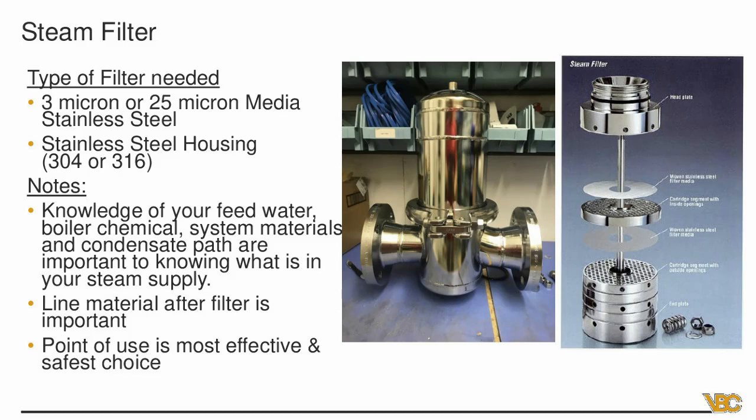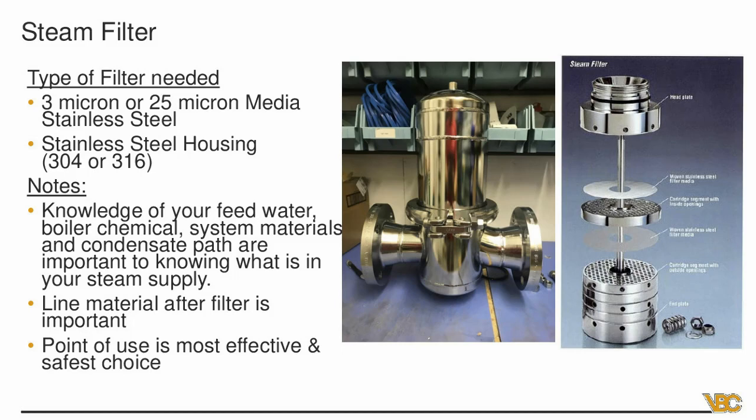And then system materials, whether you're using black iron pipe, copper, stainless steel, anything else that you're going to use for lines, you want to make sure you know that as you start considering these things, each of those different metals is going to give you a different possible rust or particulate level that you want to make sure you're filtering out. And then the last one, condensate path. If you're taking your condensate and running it back to the boiler, you're creating a really big loop of the same stuff. So knowing what you can remove and what you can send back to your boiler, if you have that type of thing in your facility, is an important thing to remember.